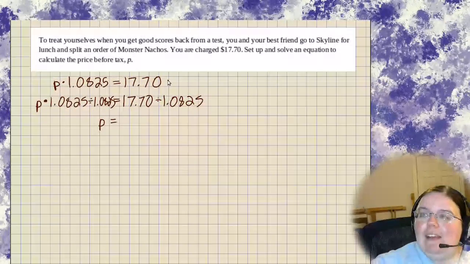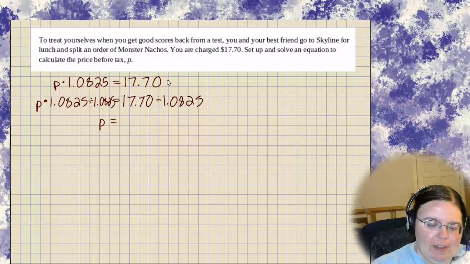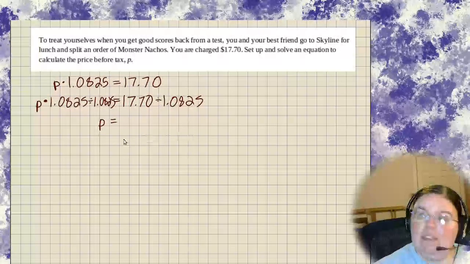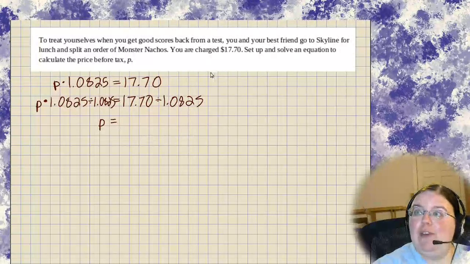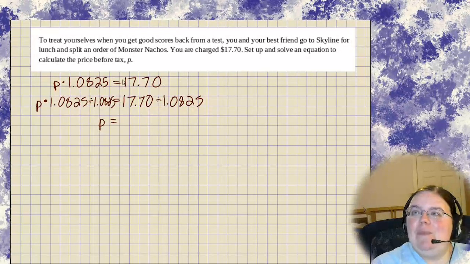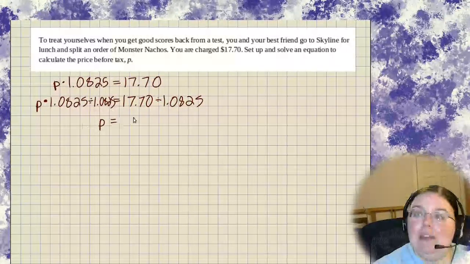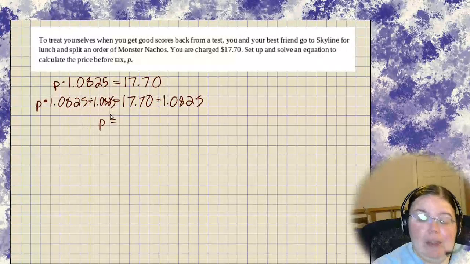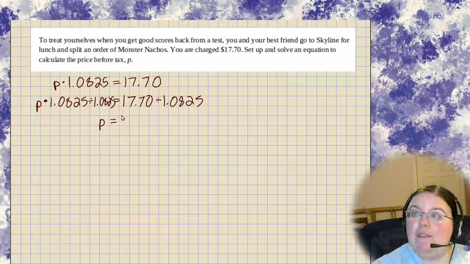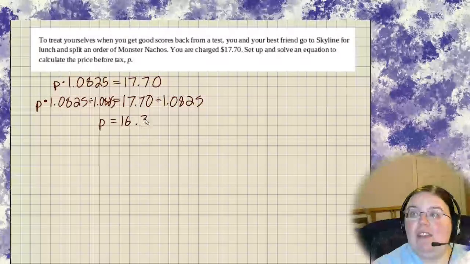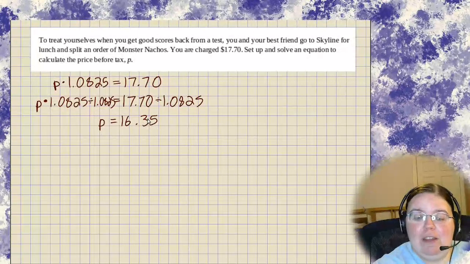And this looks like a calculator problem. So let's see, $17.70 divided by 1.0825. And I have to round this because it's trailing off, because this is not a tidy number to multiply by. I applied standard rounding when I found the price before tax for this problem. So according to standard rounding, the price before tax must have been $16.35 for the monster nachos.